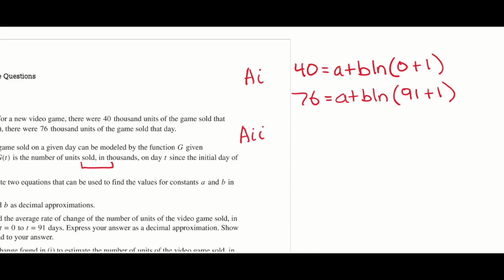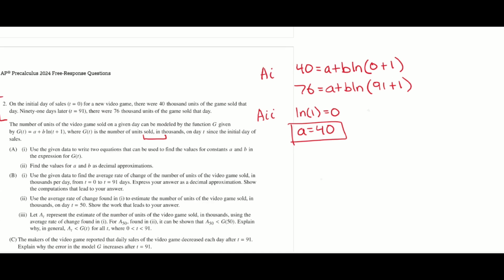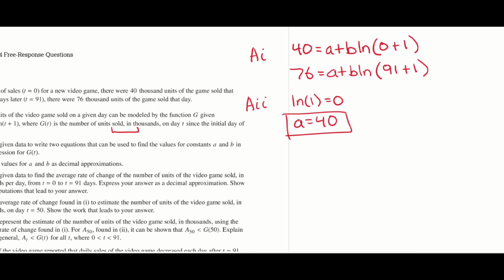So for this question, you have to know that ln of 1 is equal to 0. And in this first equation, we see that ln of 0 plus 1, ln 1, is equal to 0. So it would cancel out b, leaving you with just a is equal to 40. So we already have that constant, a is equal to 40. Now we plug that into our second equation so that we can find our b value.